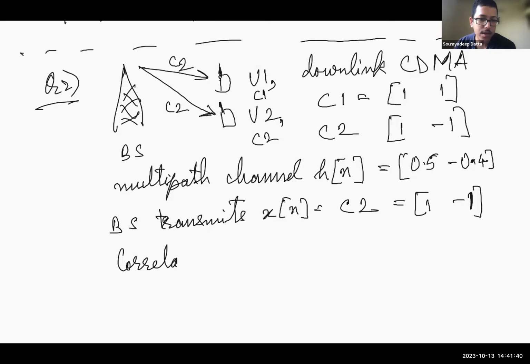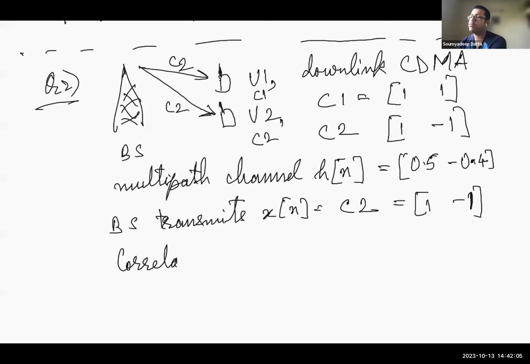So how do we calculate convolution? This is, I think, basic. Sir, from where did we get 1, minus 1 for C2 and 1, 1 for C1? So this is given in the question.